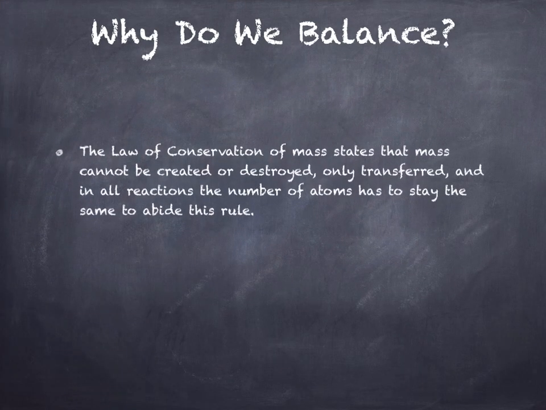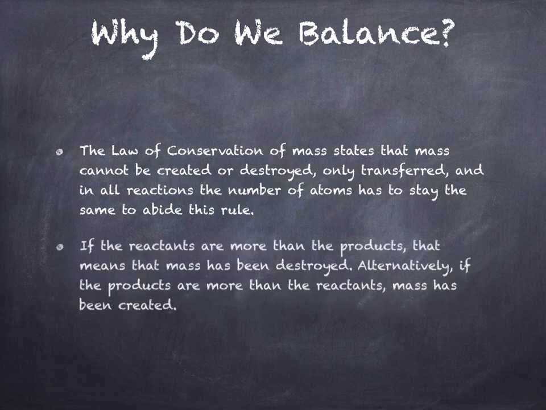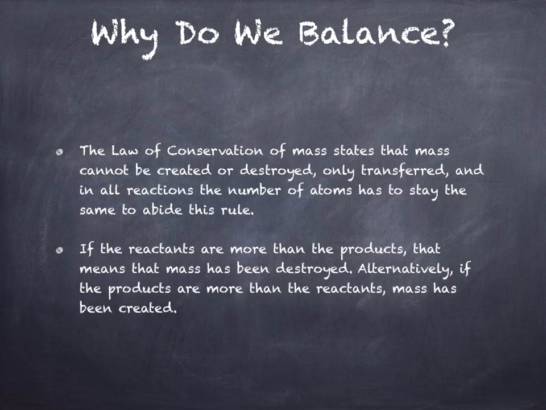And finally, let's discuss why we balance. The law of conservation of mass states that mass cannot be created or destroyed, only transferred. And in all reactions, the number of atoms has to stay the same to abide by this rule. Unless, of course, you're breaking up an atom, but even then, the mass has to stay the same because mass cannot be created or destroyed. If the reactants are more than the products, that means that mass has been destroyed. Alternatively, if the products are more than the reactants, mass has been created. So this cannot happen, and this is probably the biggest rule to watch out for.